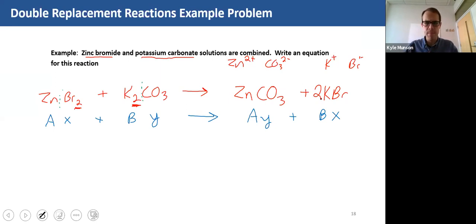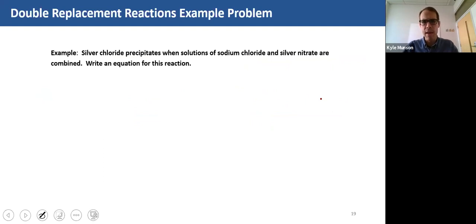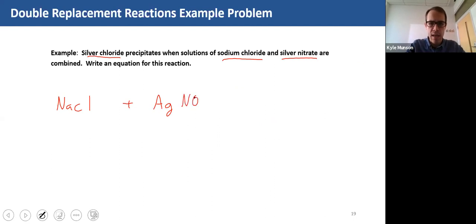Let's do another example. Silver chloride precipitates when a solution of sodium chloride and silver nitrate are combined. So this is something that's forming, right? But we're starting with sodium chloride and silver nitrate. So we're combining these 2 things together. So let's write our equation. So we have sodium chloride, NaCl, plus silver nitrate. Silver has a 1+ charge. Nitrate has a -1 charge. So they cancel out. The formula unit is net neutral already.